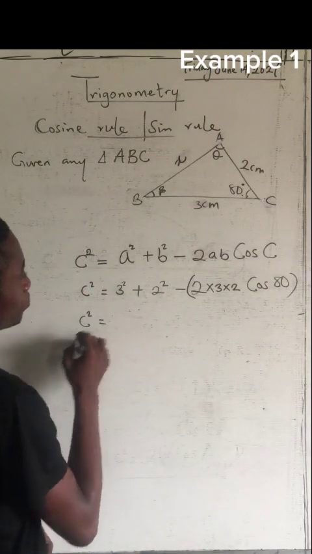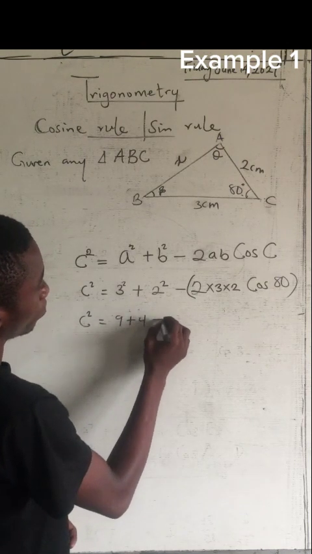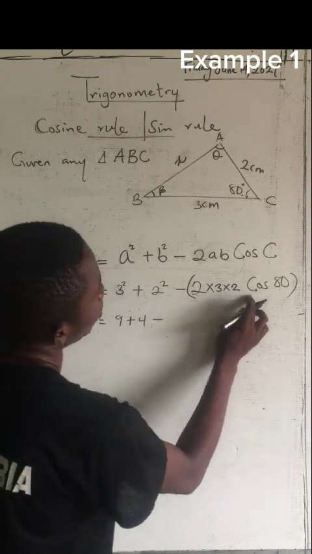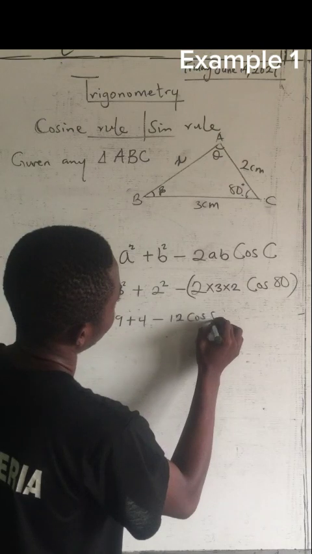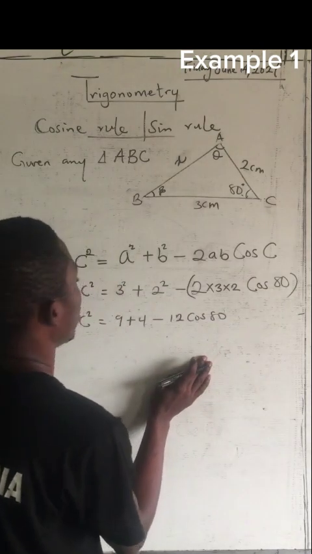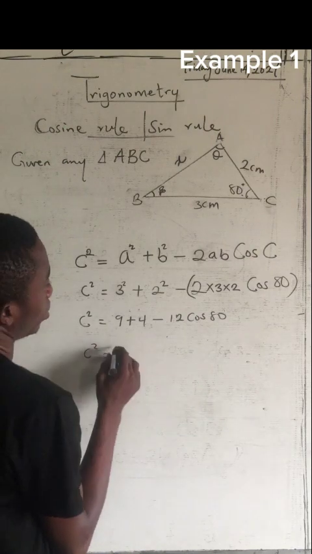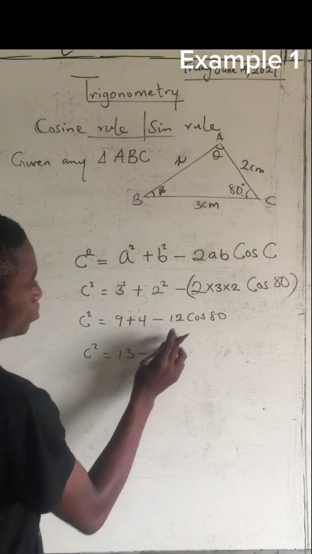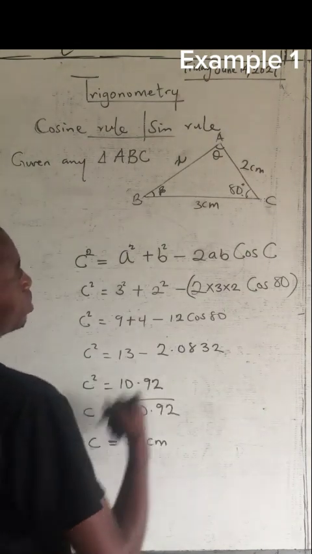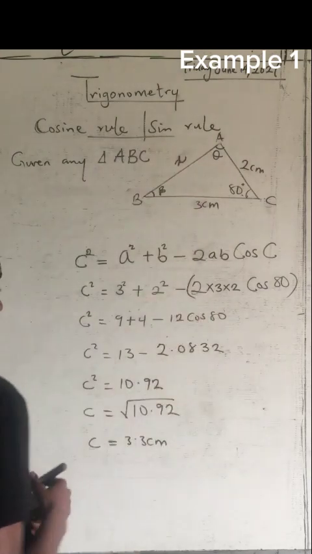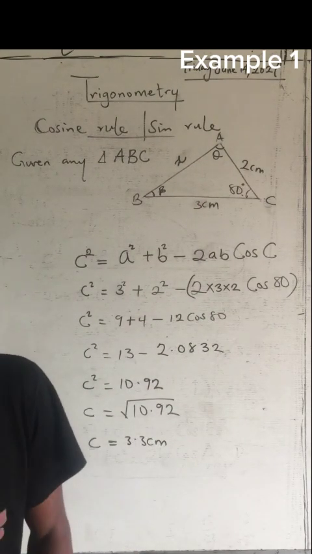Then here I have 9 plus 4 minus 12 cos 80, right? So here I'm just going to say 13 minus, what is 12 cos 80? And from there, this side that I don't know is going to be what? It is 3.3.